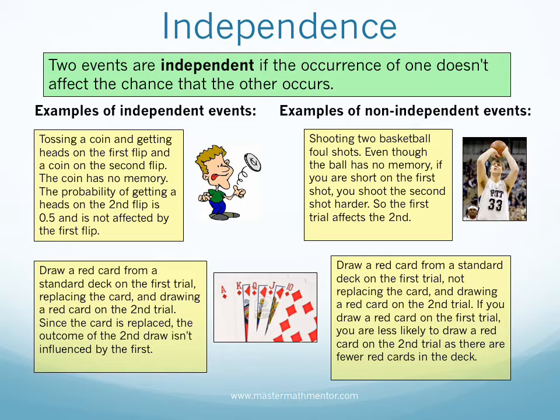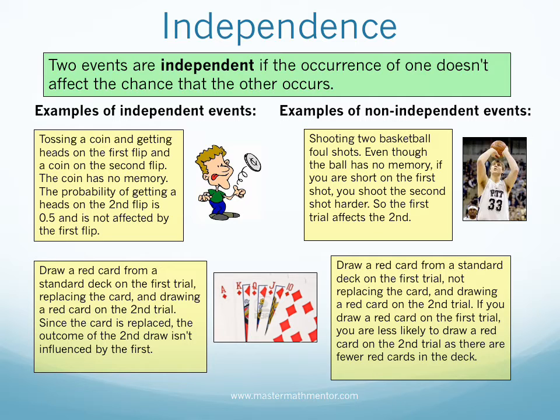Two examples of non-independent events are given. If I shoot 2 basketball foul shots, their results are not independent. Even though the ball has no memory of whether it went into the basket, realize that if you are short on the first shot, you shoot harder on the second shot.